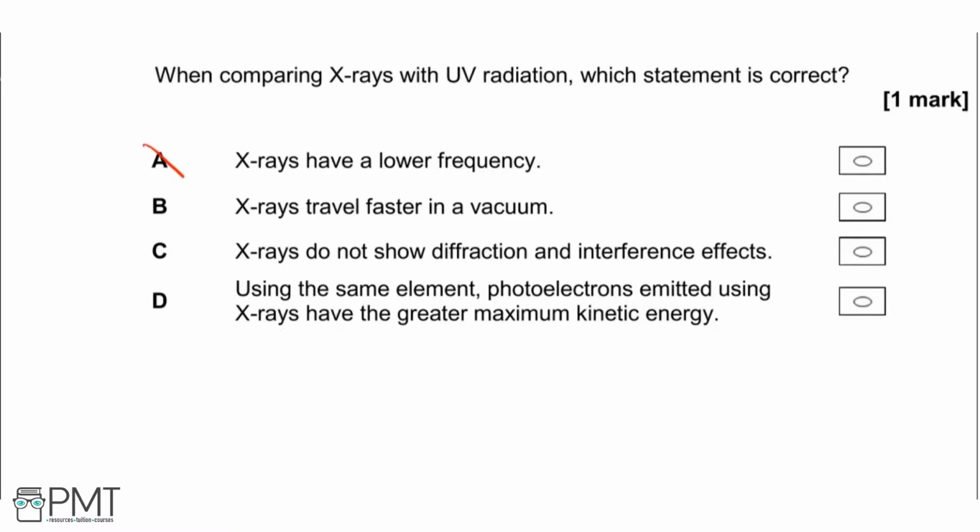X-rays travel faster in a vacuum. Well, we know that's not true because all electromagnetic waves travel at 3 times 10 to the power of 8 meters per second in a vacuum, and that doesn't vary with type of radiation, frequency or wavelength, so it's not B.